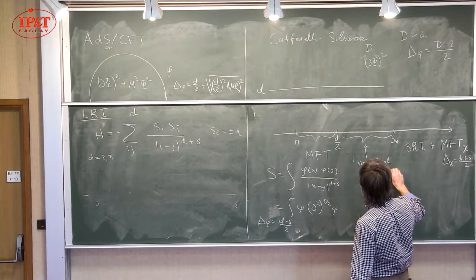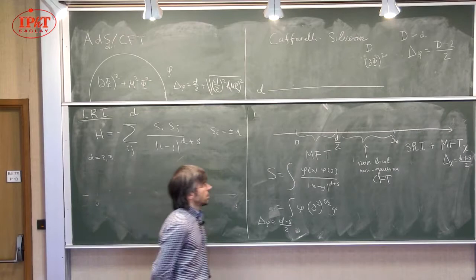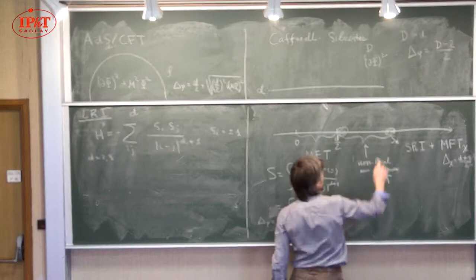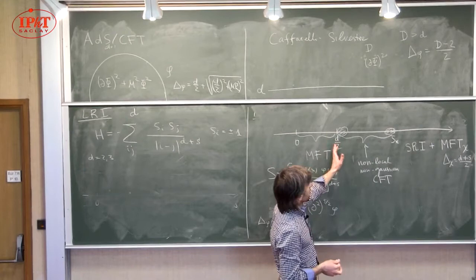So not much is known about this CFT, except for two limits. You can do computations in this range, and you can do computations in this range. In these two limits, this non-local non-Gaussian CFT allows a weakly coupled description. To see why this is the case, let me explain the origin of these two critical values, d over 2 and s star.